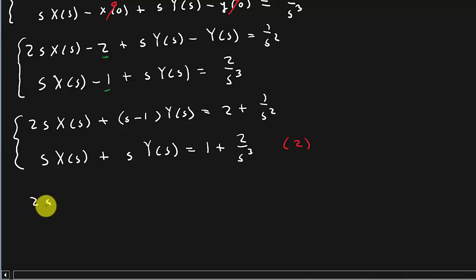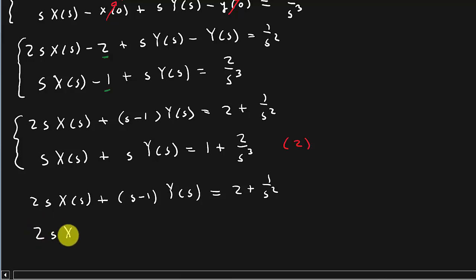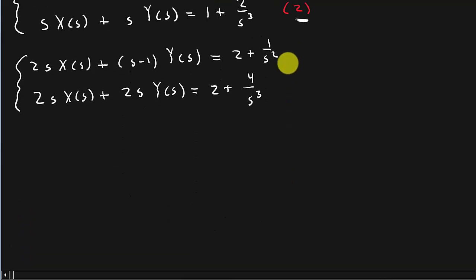So we've got 2s times capital X of s plus s minus 1 times capital Y of s equals 2 plus 1 over s squared. And now I'm going to distribute the 2. 2s times xs plus 2s times ys equals 2 plus 4 over s cubed. All I did to get this line here is multiply this 2 times each term. And now let's subtract.